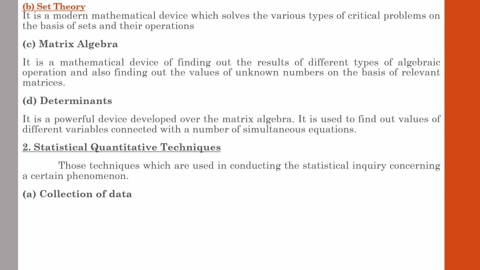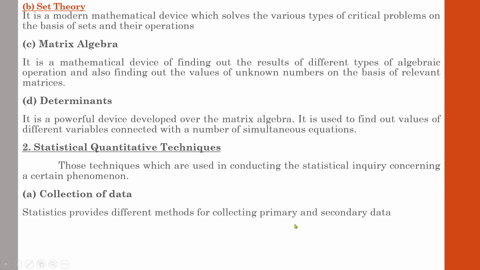Statistics provides different methods for collecting primary and secondary data. I hope you all learned about statistics in your previous classes. The meaning of primary data as well as secondary data: primary data means data that are collected first hand. For example, if you interview a certain person and collect certain data from that person, it is known as primary data. And secondary data means data which is collected on the basis of references of various books, materials and the internet. That is known as secondary data.